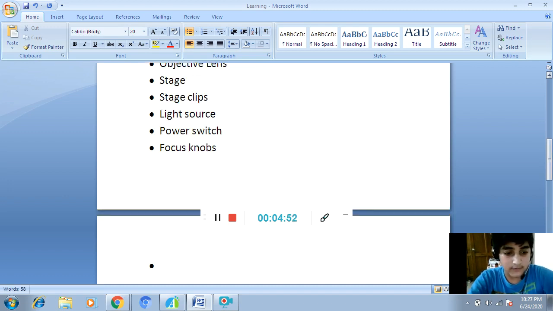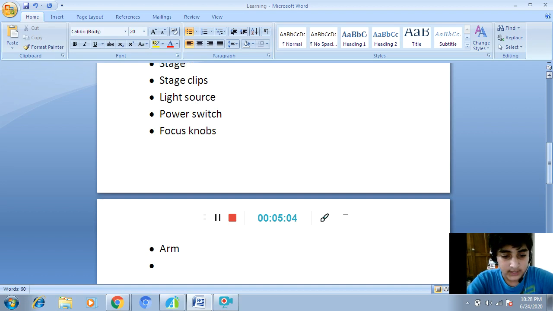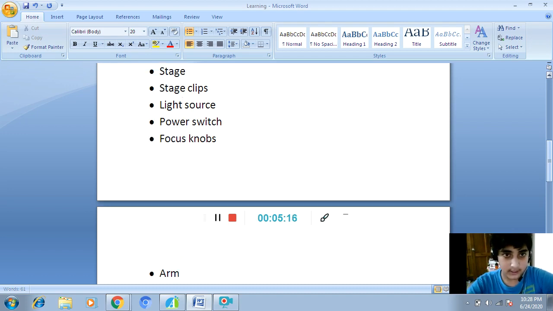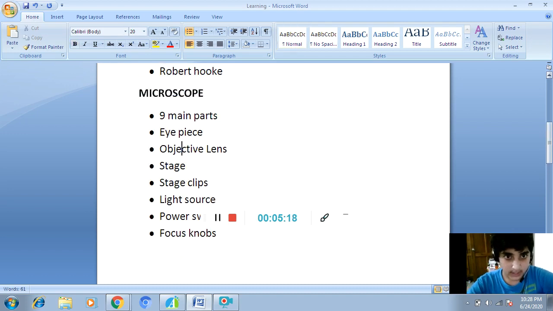And then we have the arm. It is used to hold the microscope. It's like this, and we can pick up the microscope while carrying it from this part. And then is the base. The base is a rectangular base to keep the microscope steady on a flat place. So guys, these are the 9 main parts of a microscope.